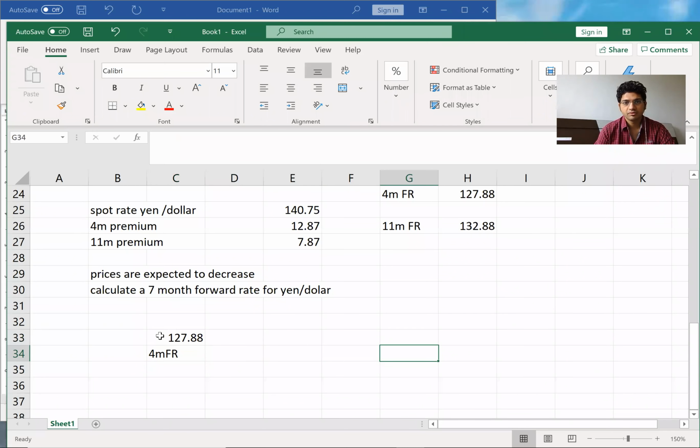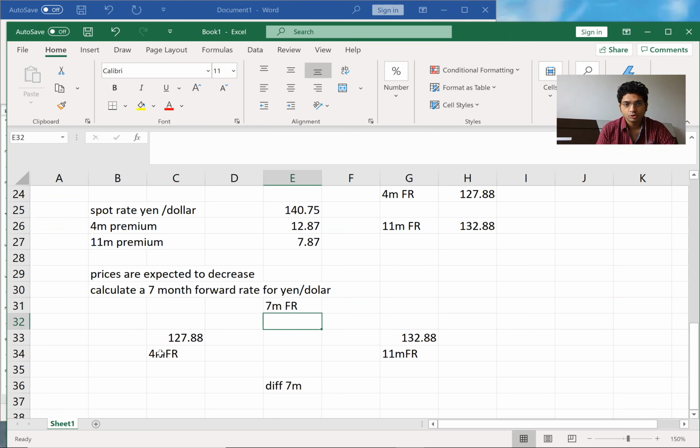Okay. Then we have the 11-month forward rate, 132.88. And what are we expected to have? So the difference is 11 minus 4, that is 7 months. We are expected to calculate a 7-month forward rate.